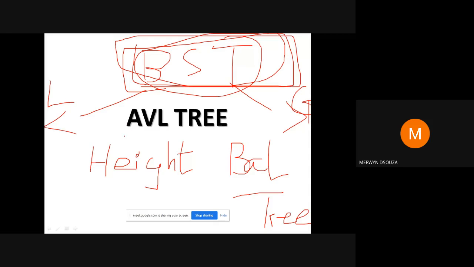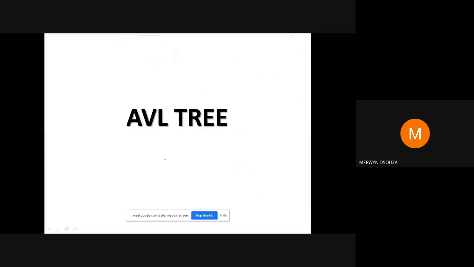So why do we require an AVL tree? Let's go into that. First we'll see why we require an AVL tree. Then let's see how to construct an AVL tree and how to delete elements from an AVL tree. I will take all your questions at the end of the lecture. Whenever you have any doubt, you can keep posting your doubts onto the chat and I will try to solve all your doubts.